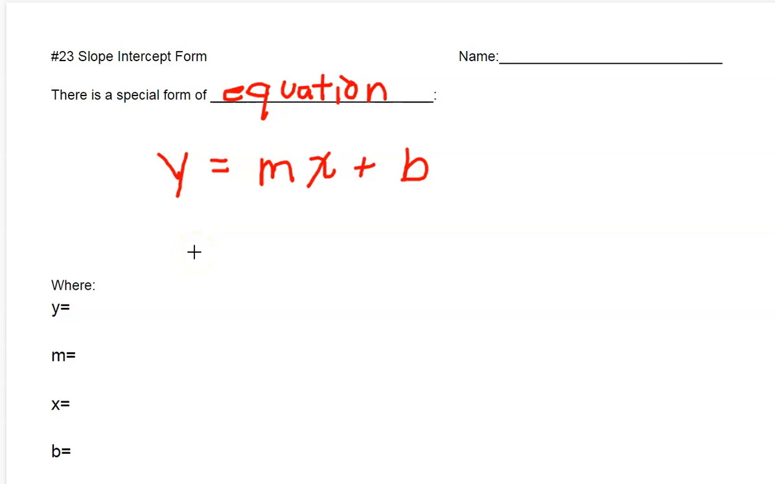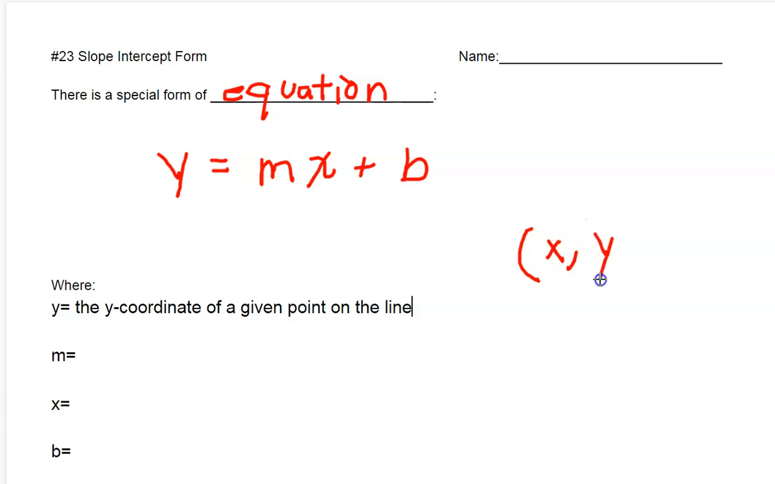So, first of all, the y is the y coordinate of a given point on the line. So, if you remember, you have coordinates, and in that, you have this ordered pair here, and you have x, y. Okay? So that y and this y would be the same. Okay, these two y's, the exact same thing.